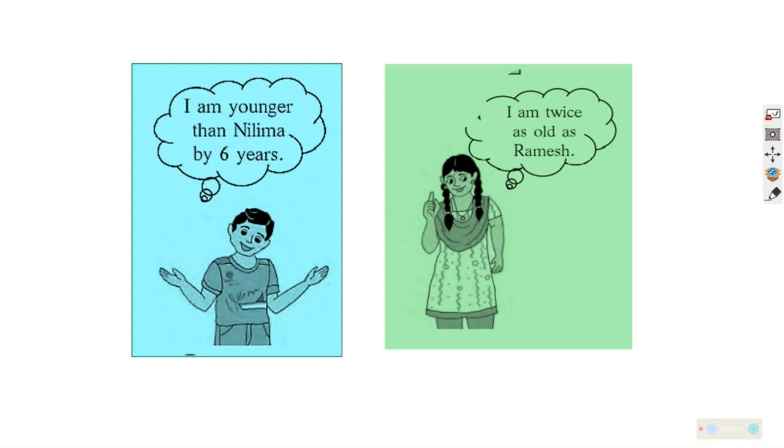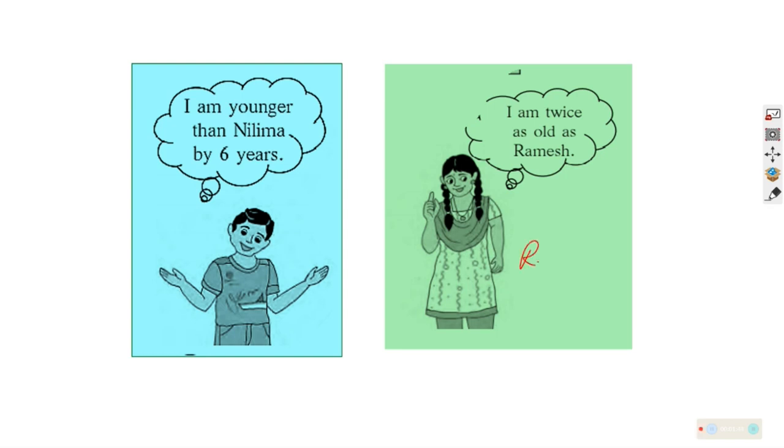So my dear students, what actually are these things telling us? These are telling us about the relationship between two numbers. We can show the relationship between two numbers, especially in this case what she said, I am twice as old as Ramesh. Last chapter was on equation.